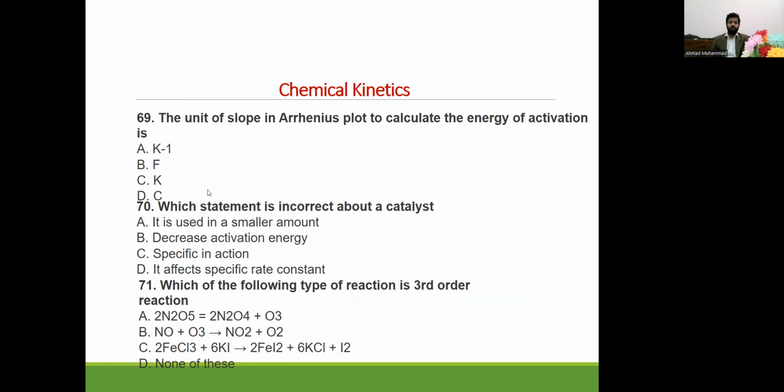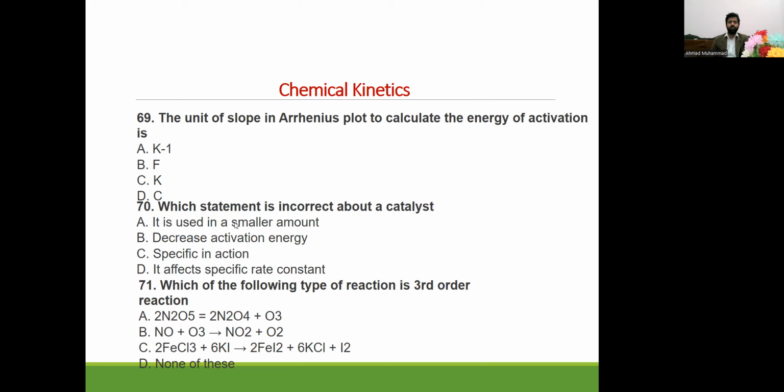So if we talk about question number 69, the unit of slope of the Arrhenius plot to calculate the energy of activation is K inverse, and so on. So the right option from these four options is C, that is K. Which statement is incorrect about the catalyst?